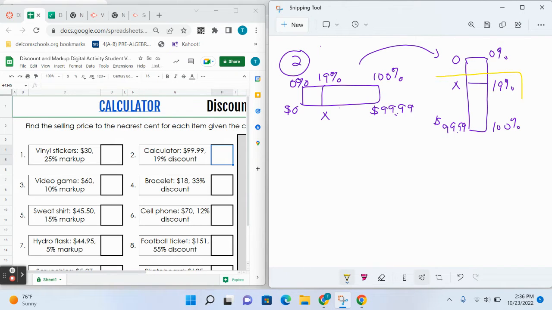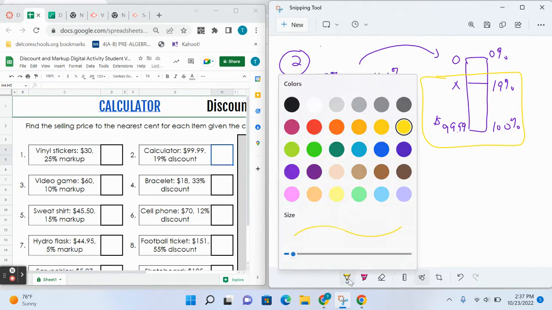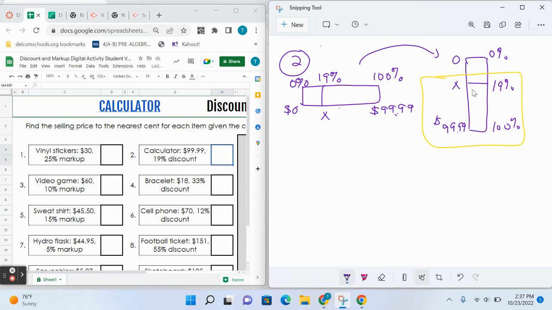Now we're going to look at the proportion. We are looking at a proportion from that rotated rectangle. It's part X over whole, $99.99, equals 19 over 100. So I'm going to write that out as a proportion: X over $99.99 is equal to 19 over 100. So we just need to solve the proportion. At least this is one way.